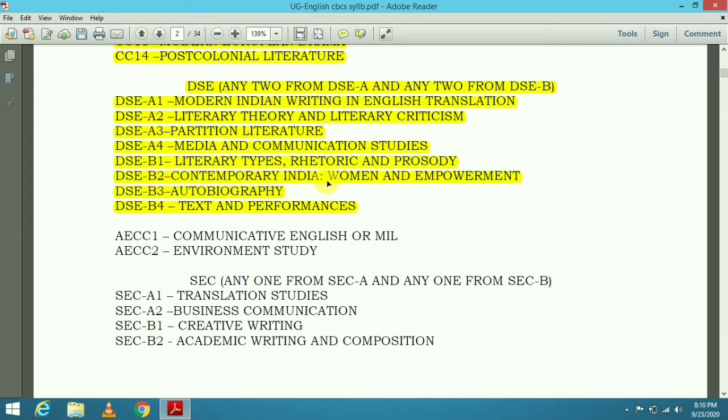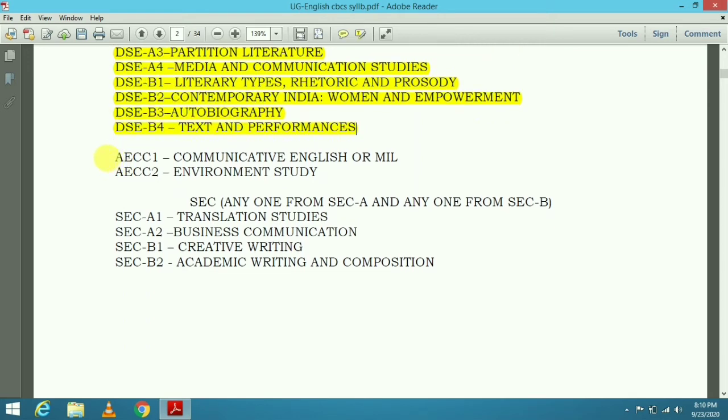Now DSC B2, contemporary India, women and empowerment. Contemporary times means the time we are living in, and in this contemporary India, you have to study about women and empowerment. DSC B3, autobiography, and DSC B4, text and performances. So out of these 4 you have to choose only 2.